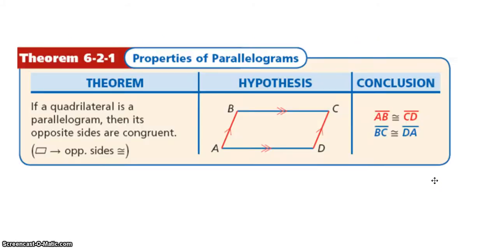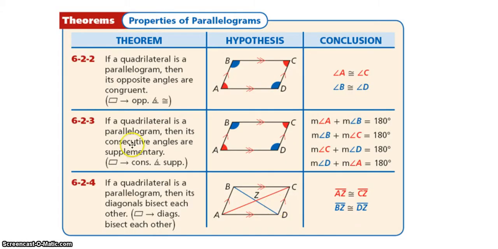So it doesn't matter where you start, but make sure that you use consecutive vertices when naming parallelograms or any polygons. So we have some important properties of parallelograms. These are very cool and useful. If a quadrilateral is a parallelogram, then its opposite sides are congruent. So AB is congruent to CD, BC is congruent to AD. If a quadrilateral is a parallelogram, then its opposite angles are congruent. Angle B is congruent to angle D. Angle A is congruent to angle C.